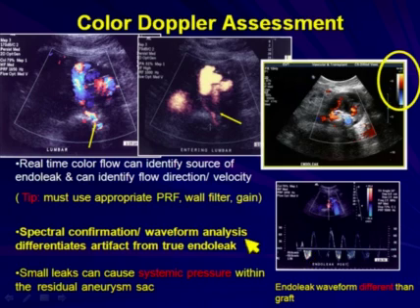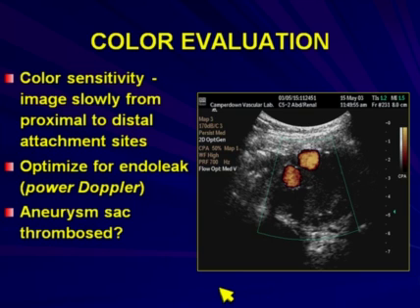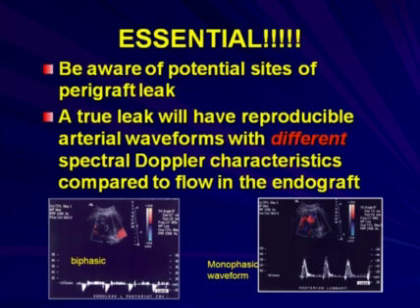We do know that some of these very small leaks can cause systemic pressure within the residual aneurysm sac, and we know that from direct pressure measurements at the time of explantation from some of these patients. The color sensitivity should be very high, and we're going to image slowly from proximal to distal, from one attachment site to the other, optimizing for looking for endoleak and looking at the thrombus and making sure that that is a thrombosed site. We need to be aware of those potential sites of perigraft leak.